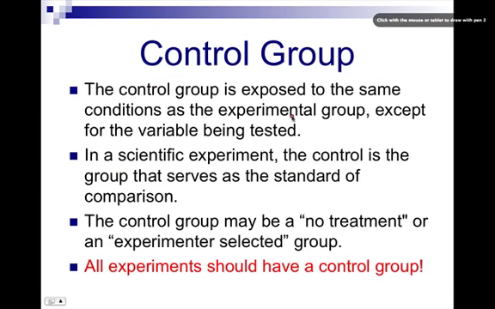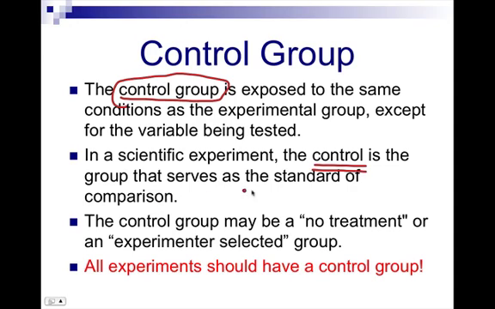Next one is your control group. The control group is the group that is exposed to the same conditions as the experimental group except for the variable that is tested. So, in a scientific experiment, the control is the group that serves as the standard of comparison. The control, meaning staying the same, group may be a no treatment or the experimenter selected group. And here's the key. All experiments have to have a control.